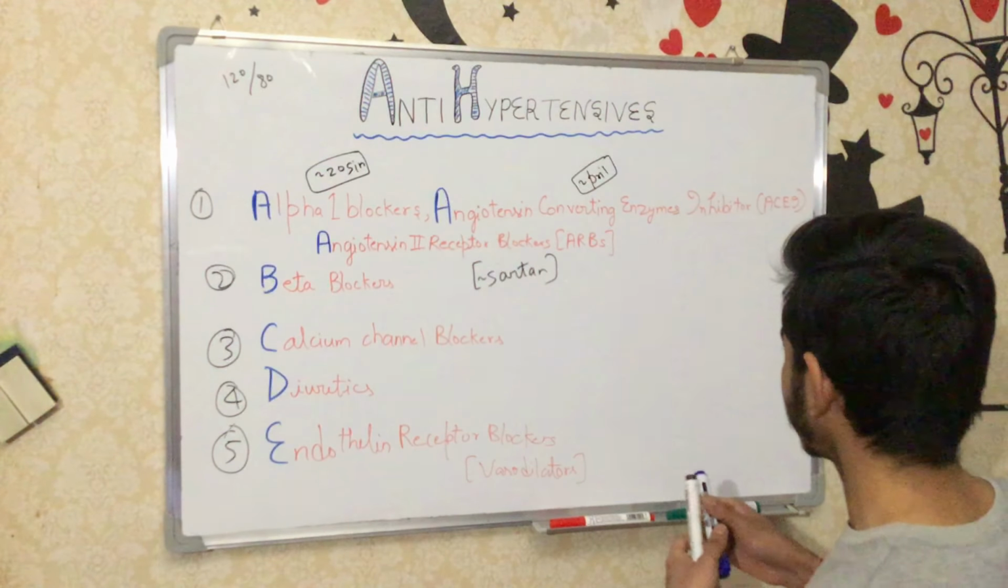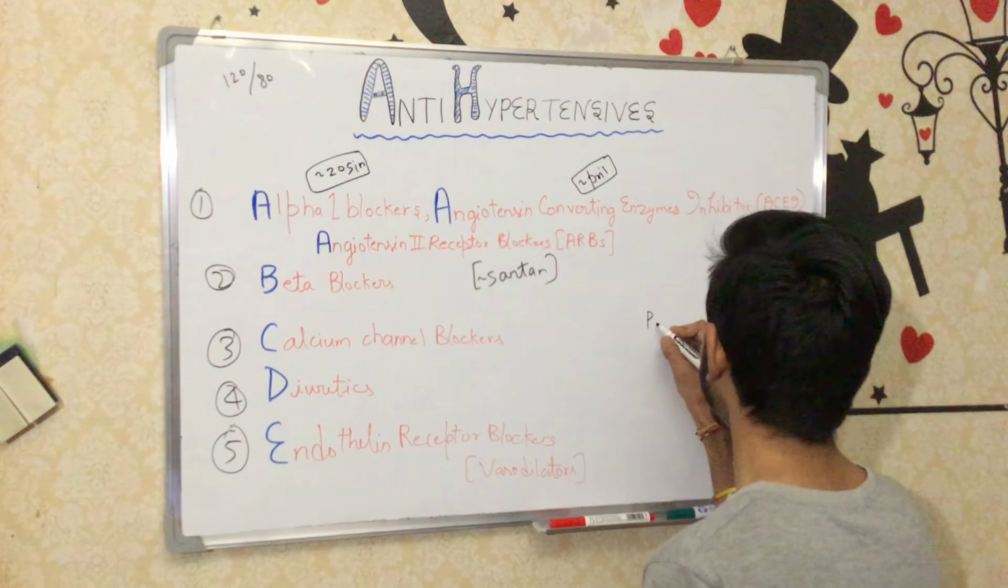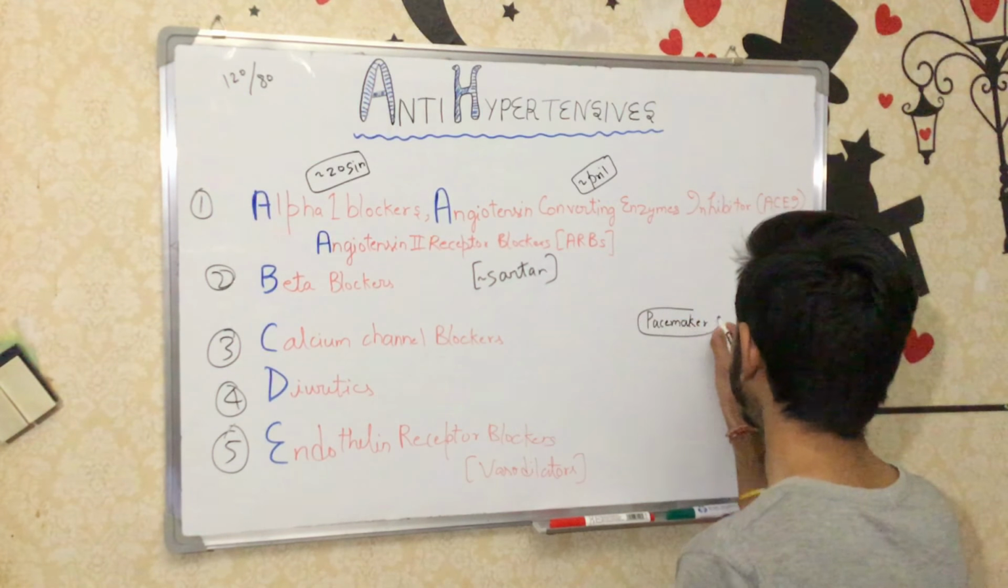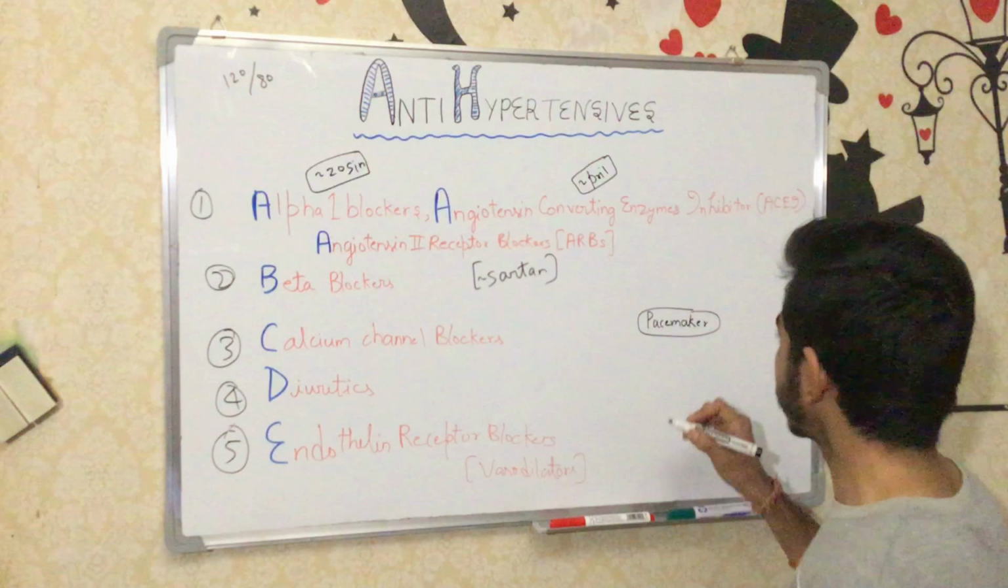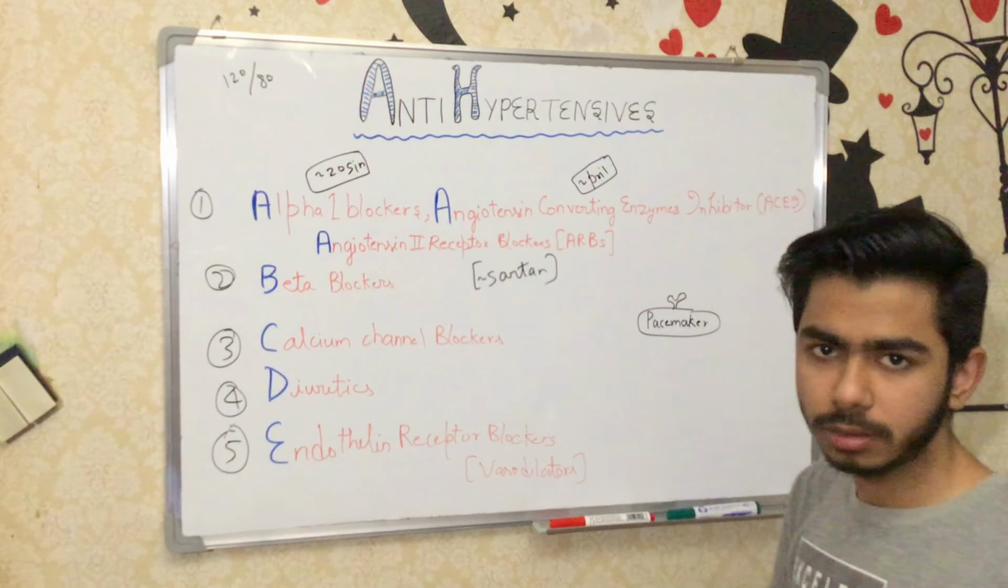So for example, here I have drawn one pacemaker. I have taken the pacemaker of the heart over here. For example, this is the pacemaker of our heart. They have the beta 1 receptors over here. Okay, this is the beta 1 receptor.